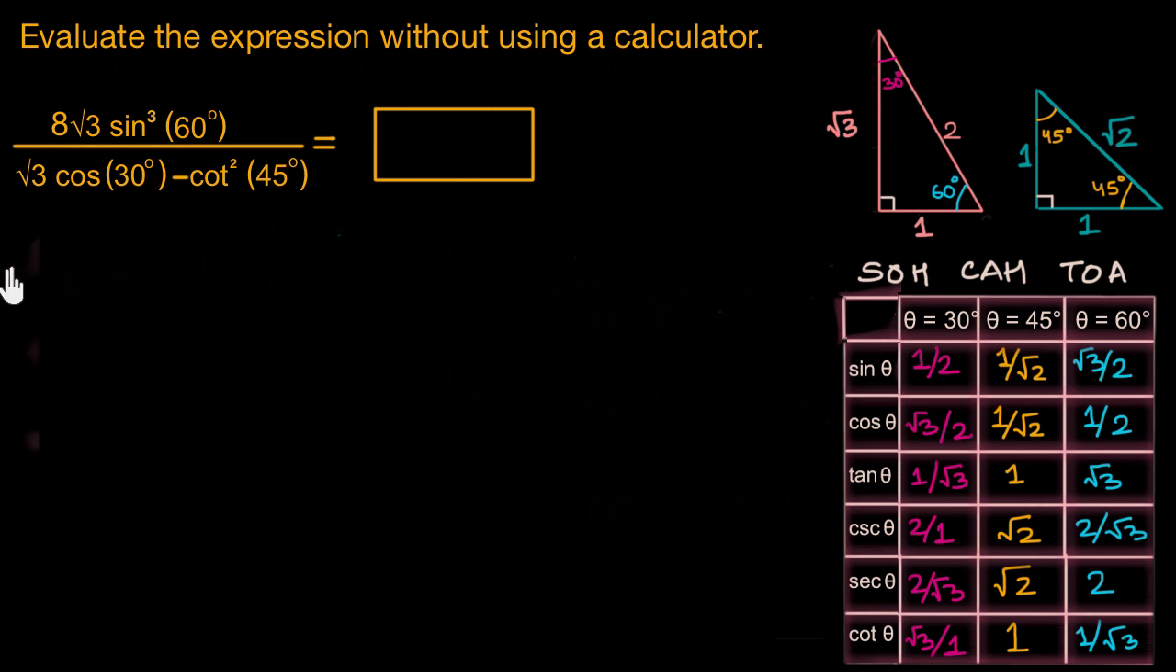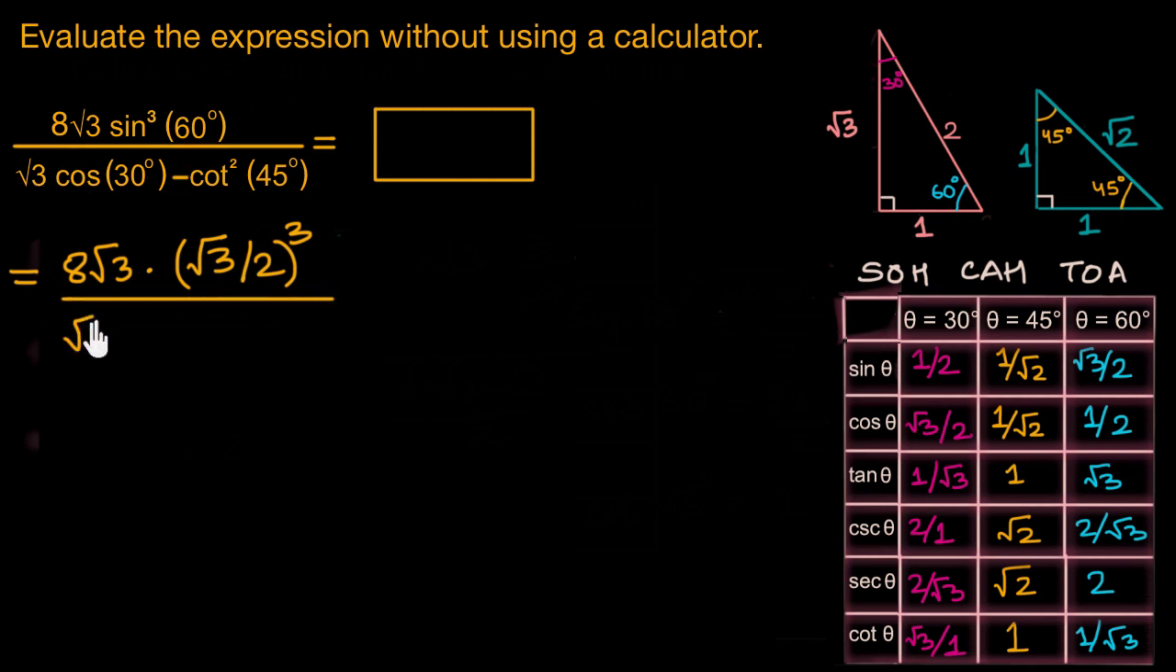So let's do this together. In the numerator, we have 8 root 3 times sine cube of 60 degrees. So how much is sine 60 degrees first? From this table, sine 60 is root 3 by 2. So sine cube of 60 is root 3 by 2 cubed. And in the denominator we have root 3 times cos of 30 degrees. And cos of 30 according to this table is again root 3 by 2. So root 3 times root 3 by 2.